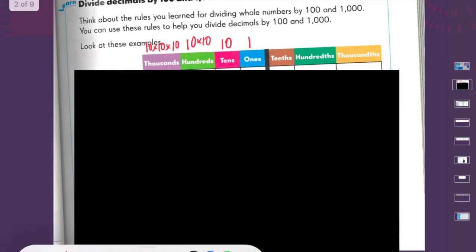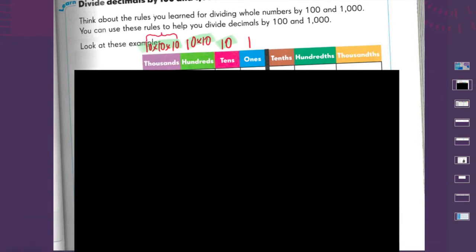So I want you to keep this in mind as we are looking at the patterns of multiplying by 10, dividing by 10, multiplying and dividing by 100 and 1000. And see if you start noticing some patterns with the thousands being 10 times 10 times 10, right? 10 times 10 times 10 is 1,000. 10 times 10 is 100. We have the tens place and then the ones place. So keep that in mind as well.